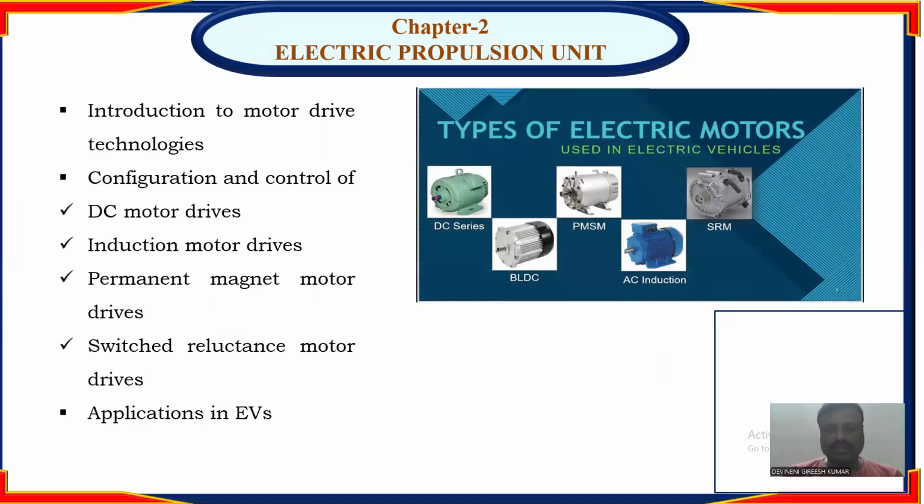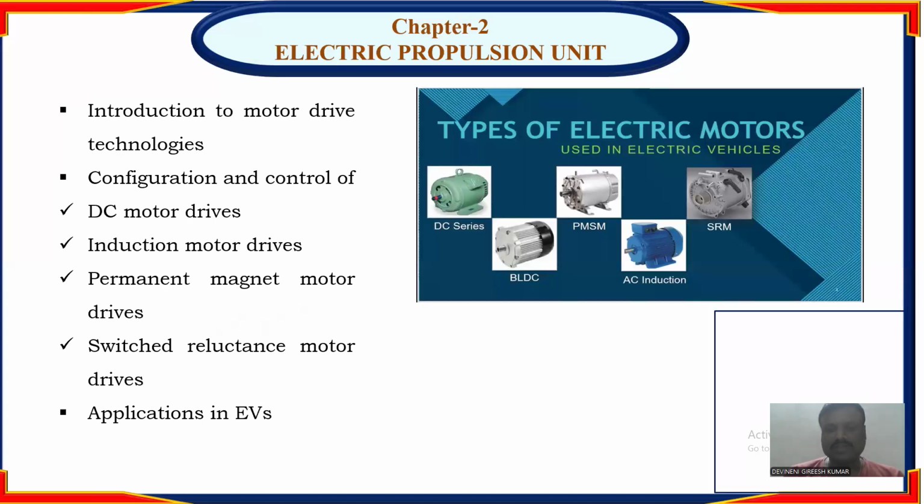Let us come to chapter 2. It is the propulsion unit. We know that the propulsion unit consists of driving wheels, the motor, and the power source. Different types of motors can be discussed here. The basic motors that can be used in electric vehicles are listed here, the types of electric motors. The first one is the series motor, which is a DC machine.